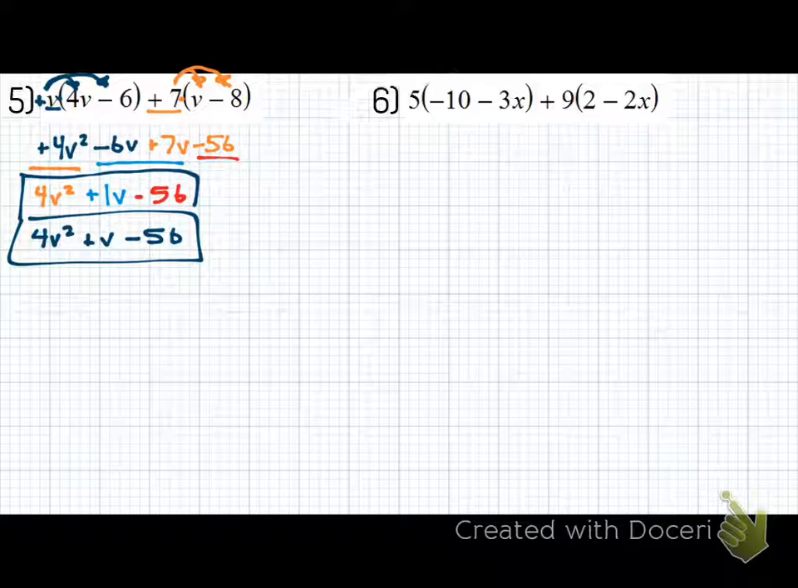Boards, erase your boards. Okay, last one. This is by yourself. No talking. This one's by yourself. We got 5 times negative 10 minus 3x, plus 9 times 2 minus 2x.